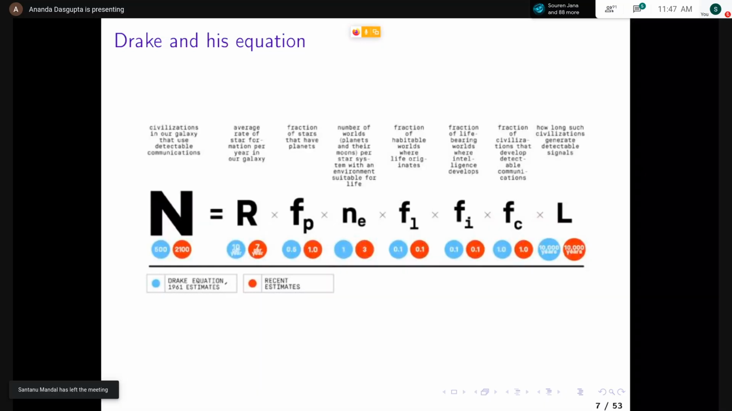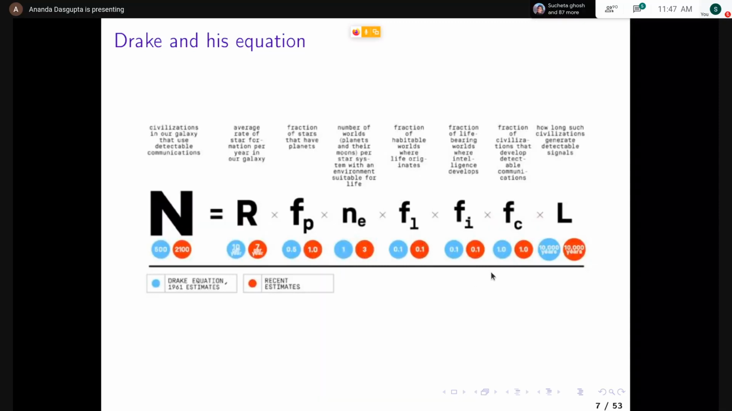So what Drake did, well, let's talk about his equation first. Drake essentially wrote down this equation as a way of estimating how many such civilizations there are, so that is it at all worth trying to communicate with them.